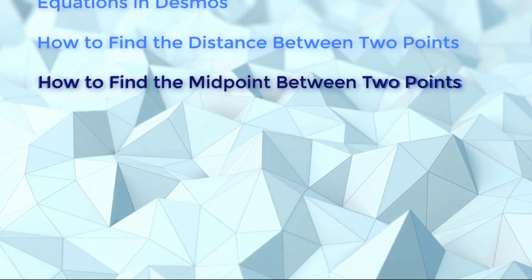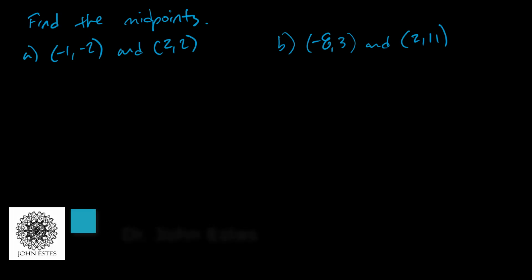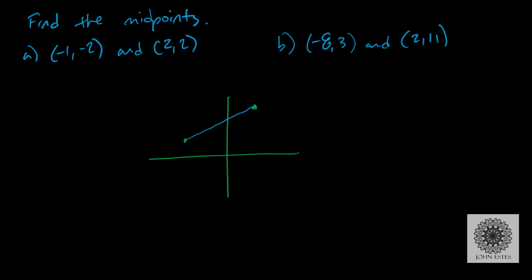I'm going to demonstrate how to find the midpoint between 2 points. And so what we mean by the midpoint is, if I have my graph and I have 2 points here, I want to know, if I took the straight line distance between them, which point on that line is halfway in between. Okay? And this is a very easy formula to know.